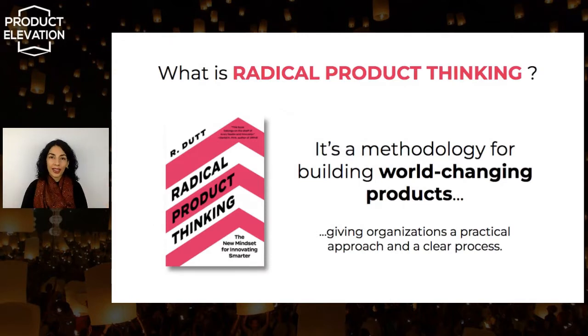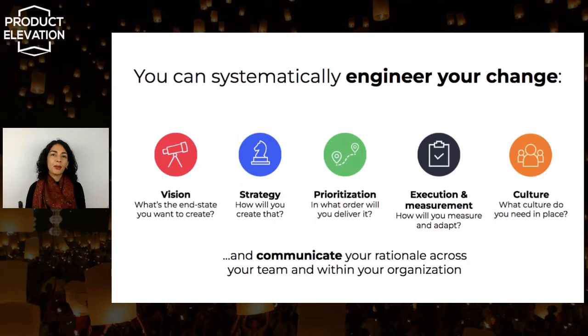This is where radical product thinking comes in. It's a methodology for building world-changing products, and it gives us a step-by-step process for translating vision into action. Radical product thinking means you can engineer change very systematically. It means starting with clarity of vision of what's the change you're trying to bring about, then translating it into a set of actionable steps, which is strategy. Then you translate vision and strategy into a set of priorities. You bring your vision into your everyday decision making. Then you can translate it into agile or waterfall, however you choose to do it, execution and measurement.